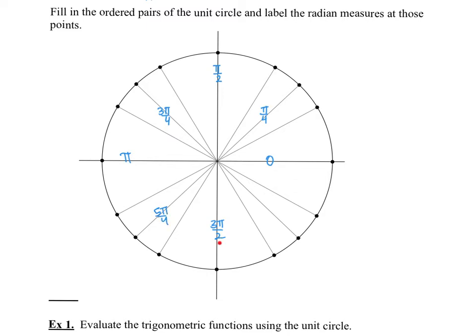6 pi over 4, which simplifies to this, and then this will take me to 7 pi over 4. And then if I were to keep going, this would be 8 pi over 4, which is 2 pi, which is a full circle.